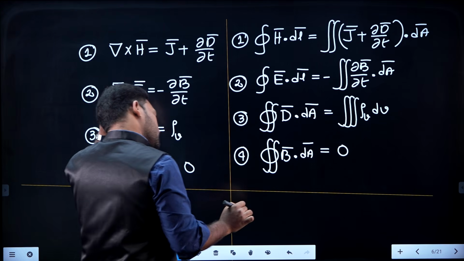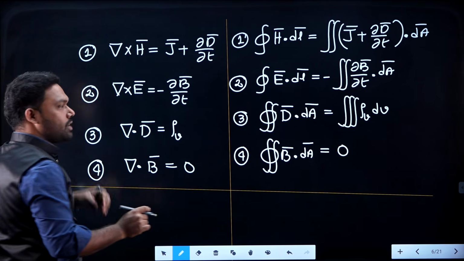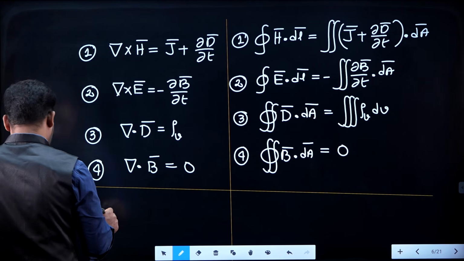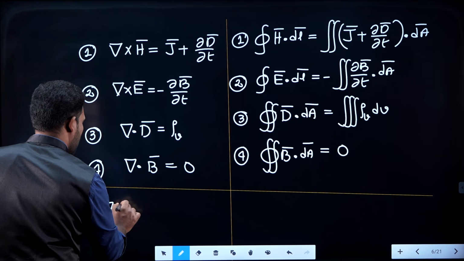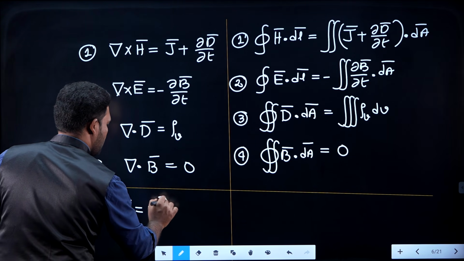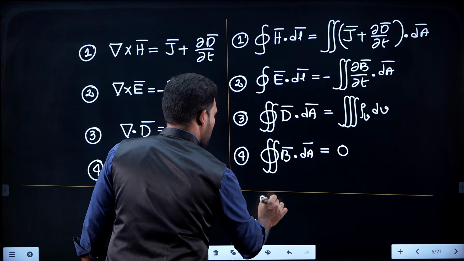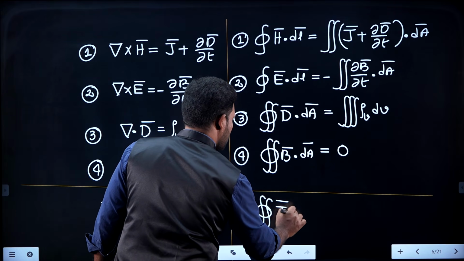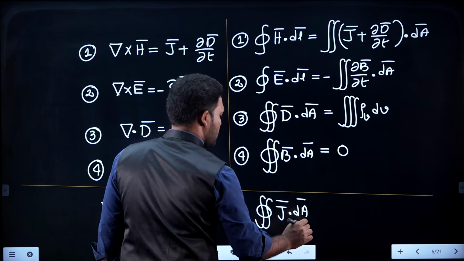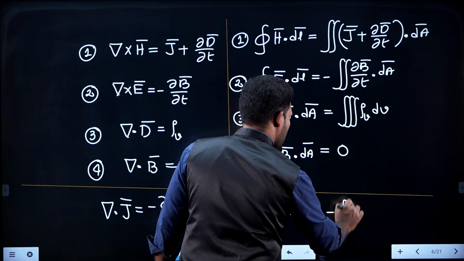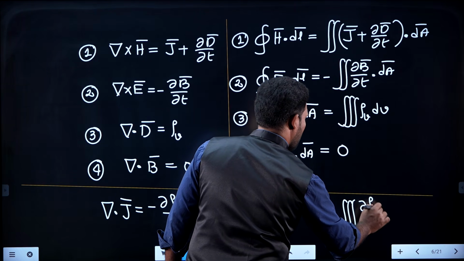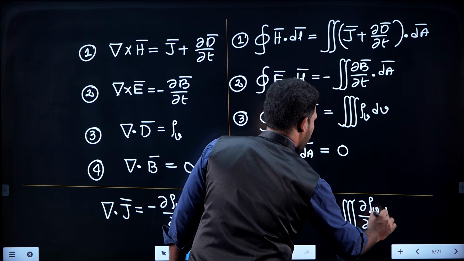is equal to 0. Here there is one more equation which is not a Maxwell equation, which is called the continuity equation. Divergence of J is equal to minus dou rho V by dou T. Here closed surface integral of J is equal to minus volume integral of dou rho V by dou T into dV.